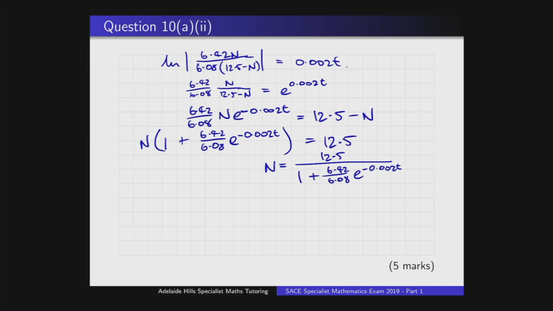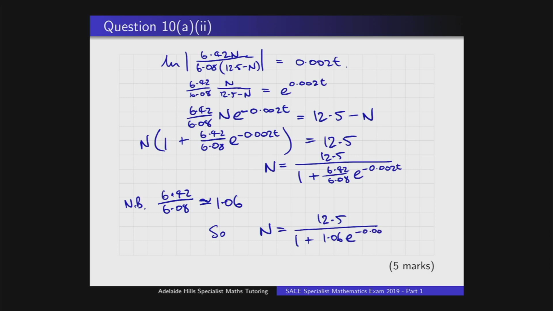The last thing that we can check is that when we get 6.42 over 6.08, that's equal to approximately 1.06 to 3 decimal places. And so to 3 decimal places we can write n is equal to 12.5 over 1 plus 1.06 e to the minus 0.002t. Okay, which is exactly what we wanted to show according to the wording in the question.